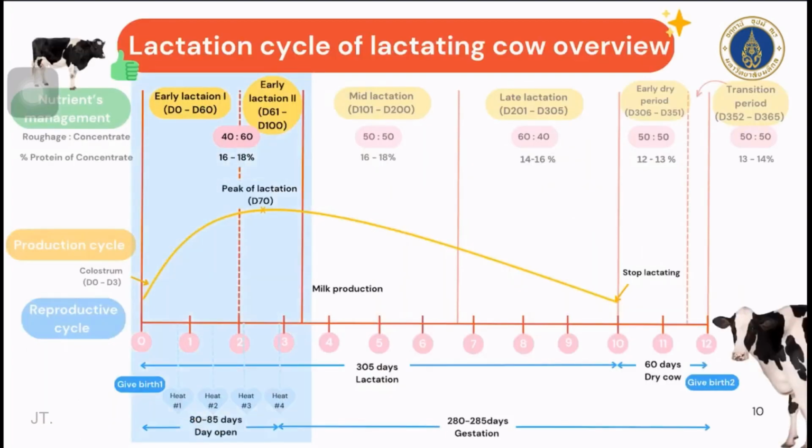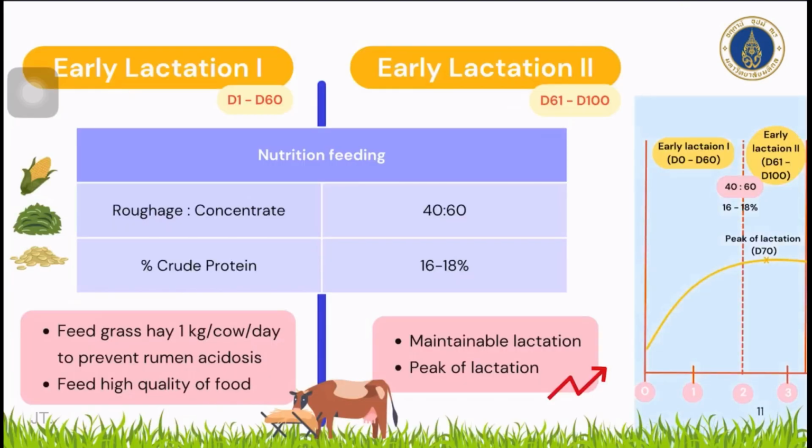Next, we are going to focus on the detail of each lactation phase. First phase is early lactation. It is divided into two parts, day 1 after giving birth to day 60 and day 61 to day 100. In these two parts, we provide the same nutrition feeding. The ratio of roughage to concentrate is 40 to 60%. Dietary crude protein is 16 to 18%.